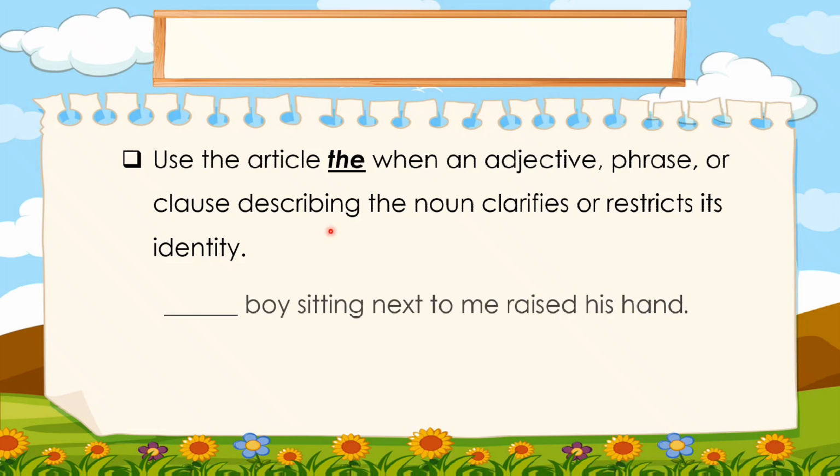For example, boy sitting next to me raised his hand. Of course you are referring to a boy, so you would say a boy. But instead of using that, you will say the boy. The is also used at the beginning of the sentence. Like, the boy sitting next to me raised his hand.